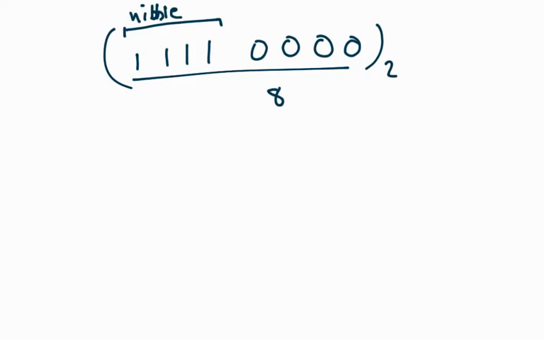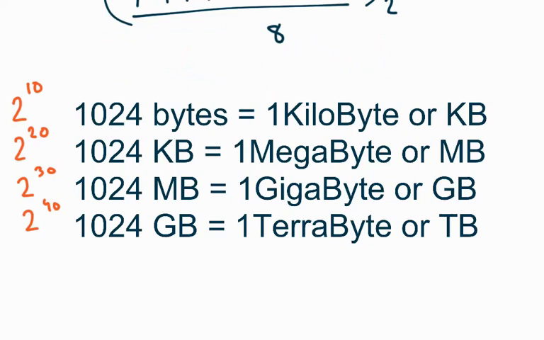As a byte is a unit of memory and it is quite small, we have some larger units of memory which are as follows. 1024 bytes equal a kilobyte or a KB. 1024 kilobytes equal a megabyte or MB. 1024 megabytes equal a gigabyte or GB, and 1024 GB equal a terabyte or TB. These are powers of 2 as explained here.